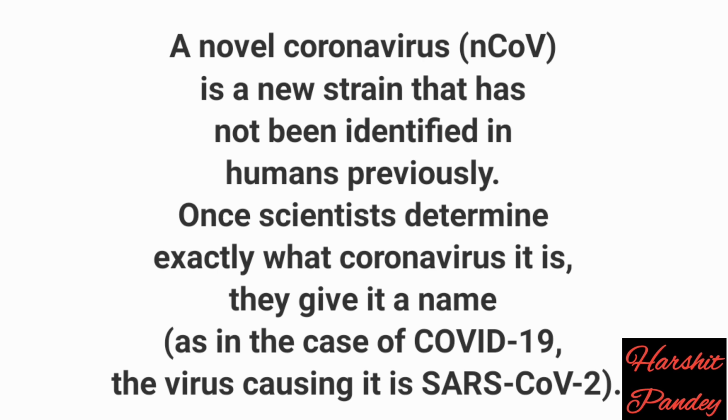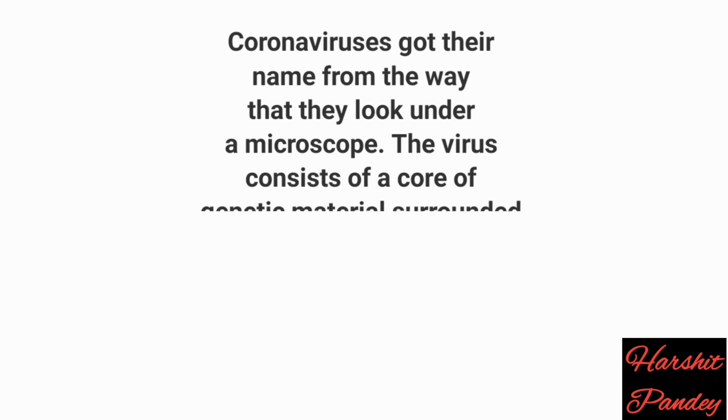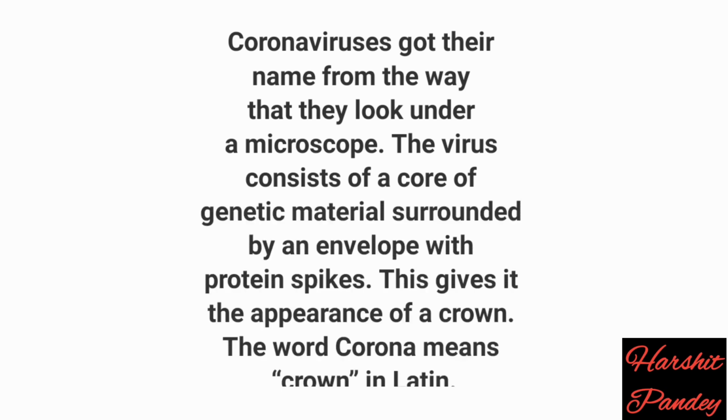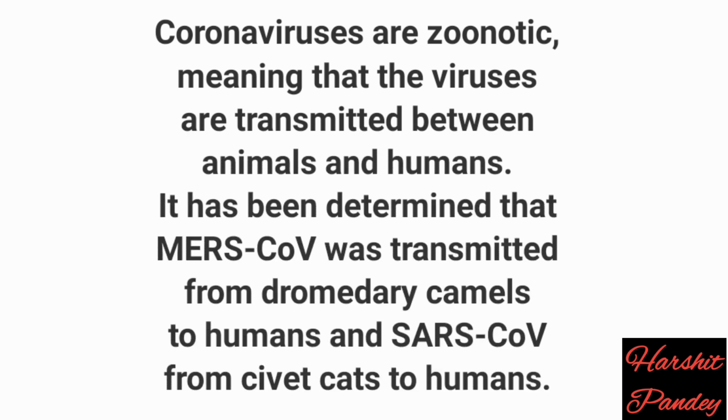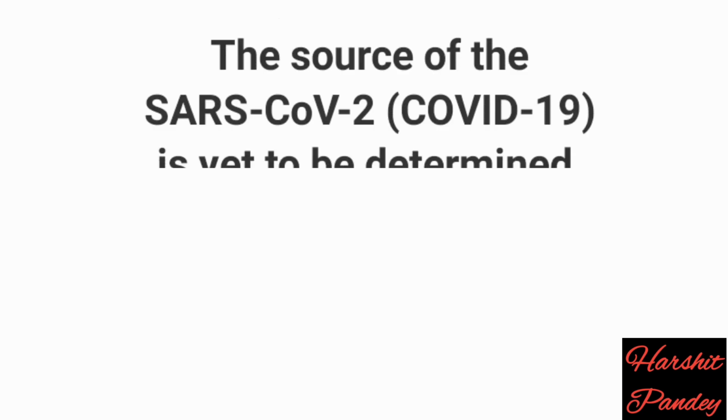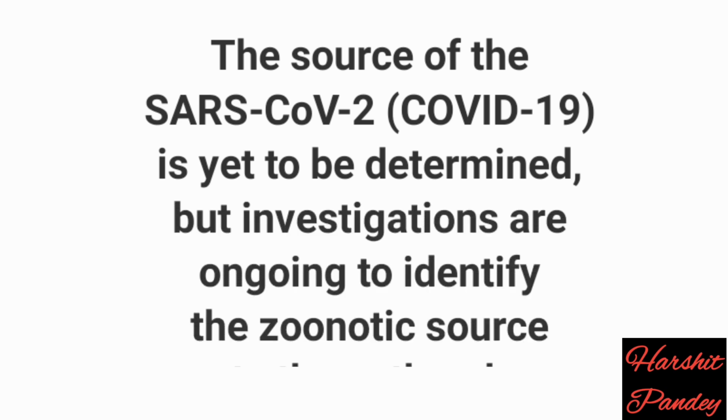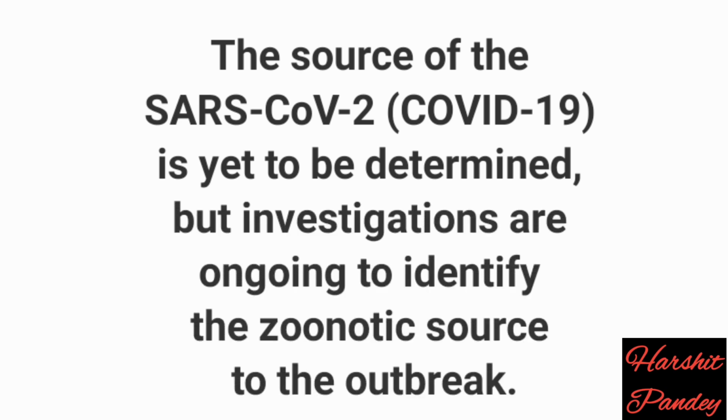Once scientists determine exactly which coronavirus it is, they give it a name. Coronaviruses got their name from the way that they look under a microscope. The virus consists of a core of genetic material surrounded by an envelope with protein spikes. Coronaviruses are zoonotic, meaning that the viruses are transmitted between animals and humans. The source of COVID-19 is yet to be determined, but investigations are ongoing to identify the zoonotic source of the outbreak.